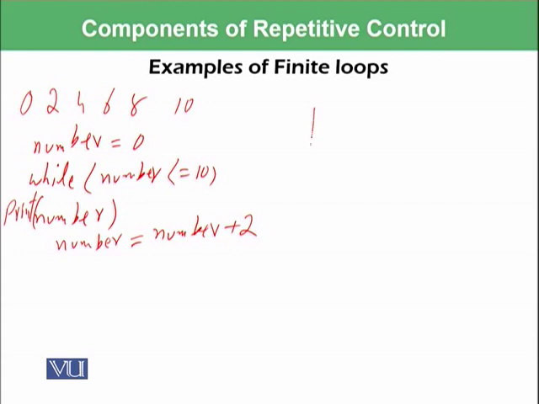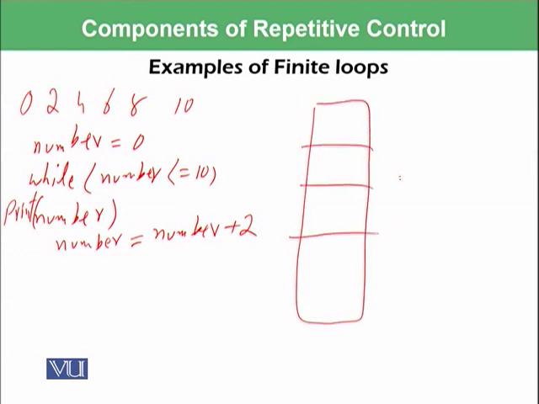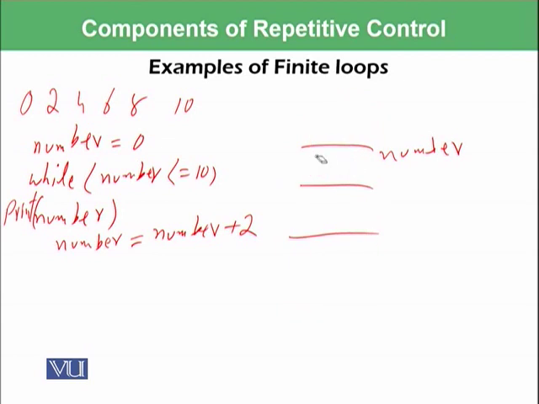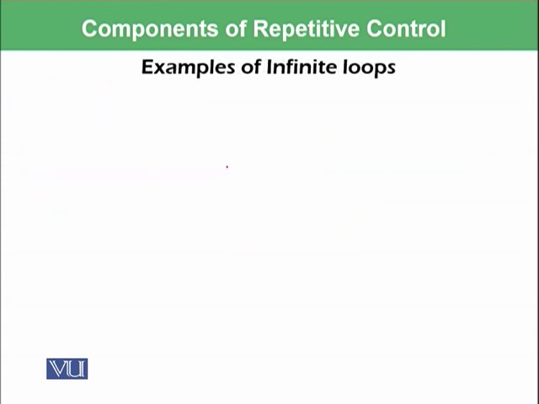So you can see that in RAM the number has a value of 0 initially and then it will be incremented by 2. So next time it will have 2, it will print 2, then it will print 4, 6, 8, 10, and when this number is 12 then this loop will be terminated. That's perfect.